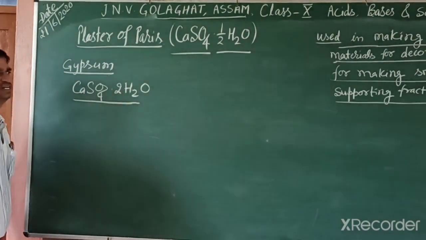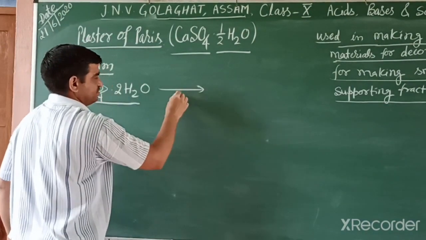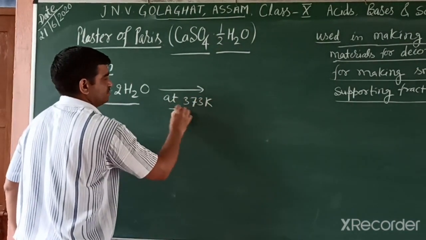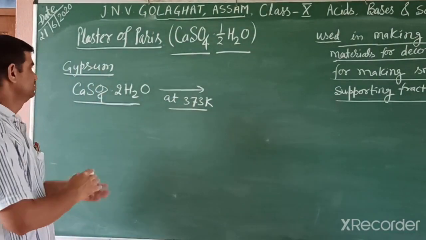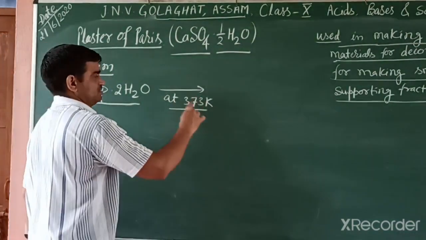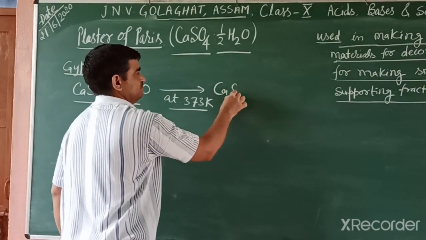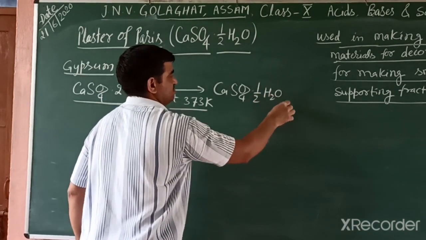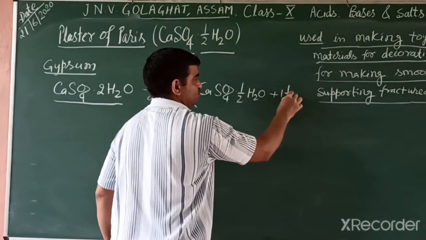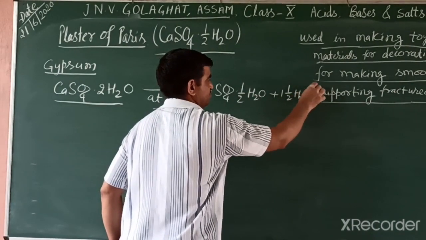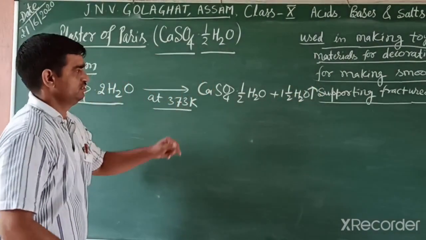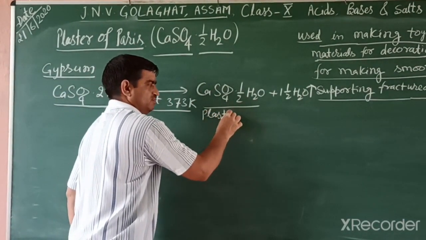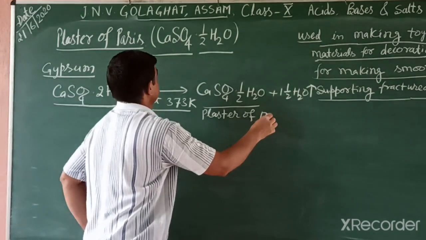Calcium sulfate dihydrate, when we heat it at 373 Kelvin, that means 100 degrees Celsius, is converted into plaster of Paris, calcium sulfate half hydrate or hemihydrate, and 1.5 molecules of water are released. So this is known as POP, or plaster of Paris.